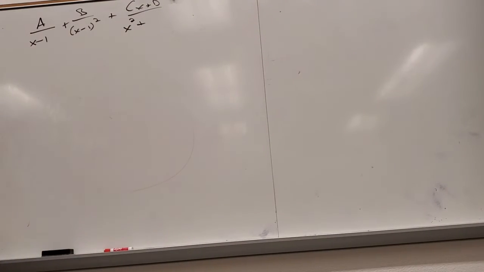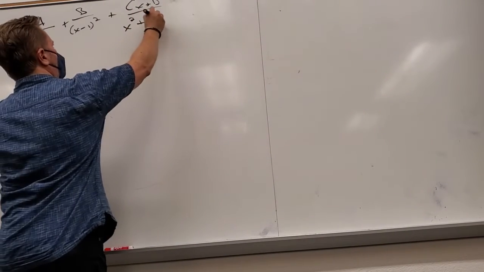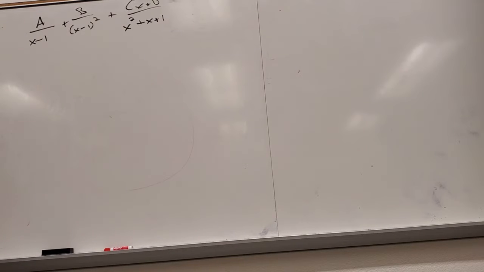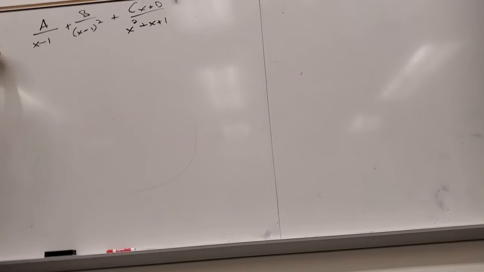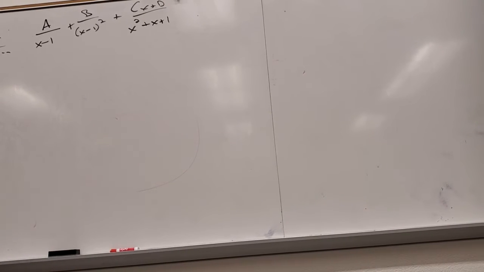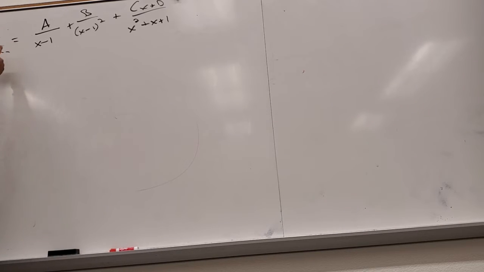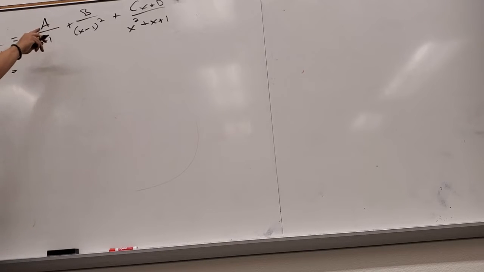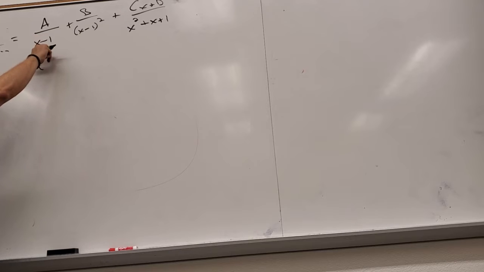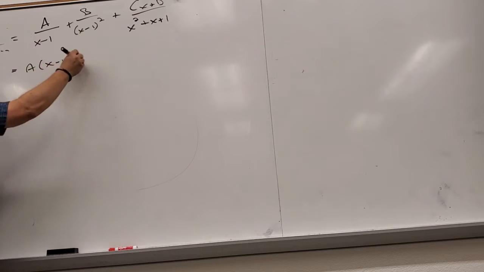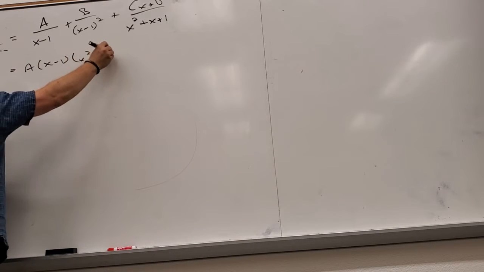X squared plus x plus 1. Irreducible quadratic. And then if I multiply everything by this, this one is going to pick up another x minus 1, because one x minus 1 is going to cancel. So it picks up an x minus 1, and it picks up an x squared plus x plus 1.